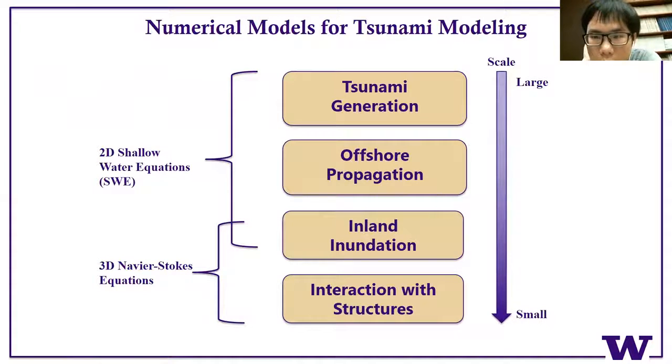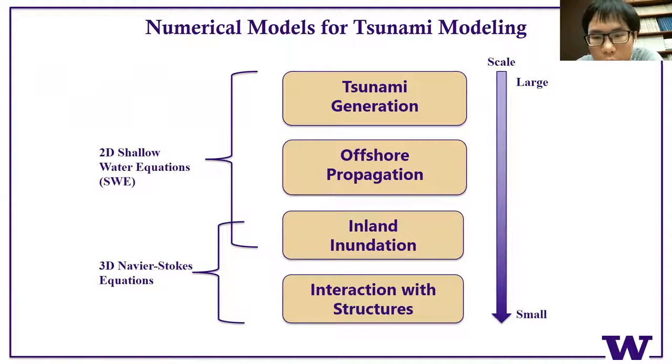And the scale of these steps actually decreases from very large, which is in the tsunami generation step, to quite small in the interaction with structures step. And usually when we model the first 2 steps, people would solve 2D shallow water equations, which is much less computationally expensive than what is typically used in modeling the last step, that is the 3D Navier-Stokes equations.